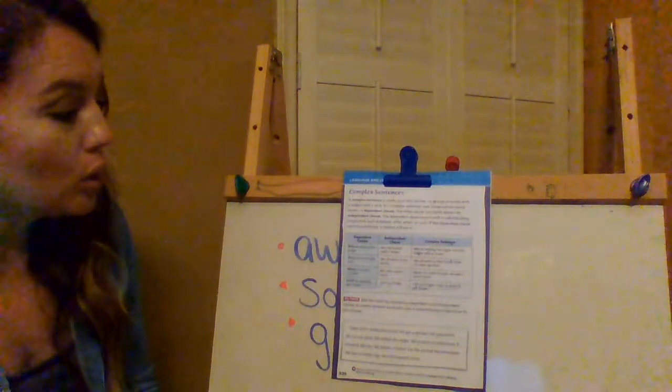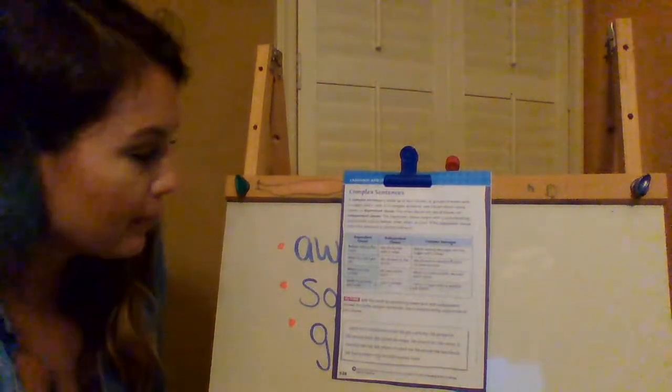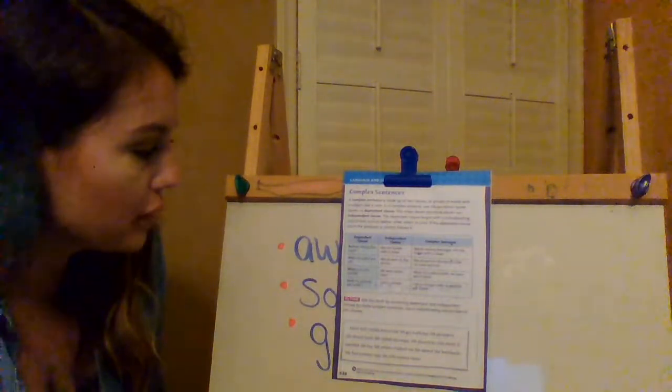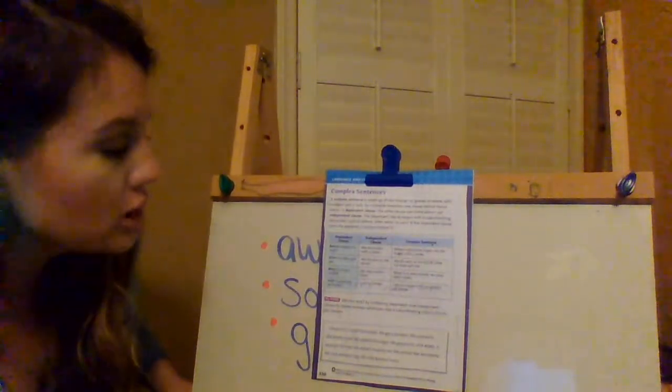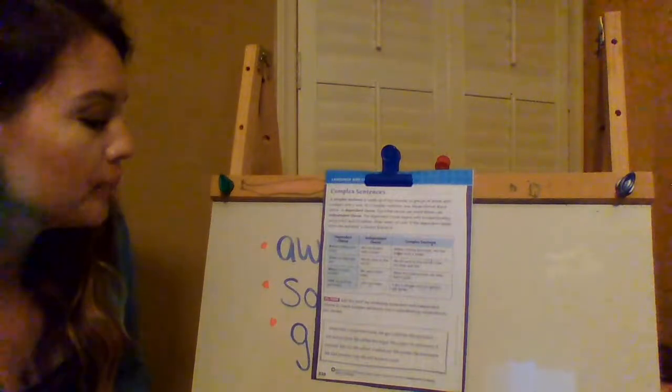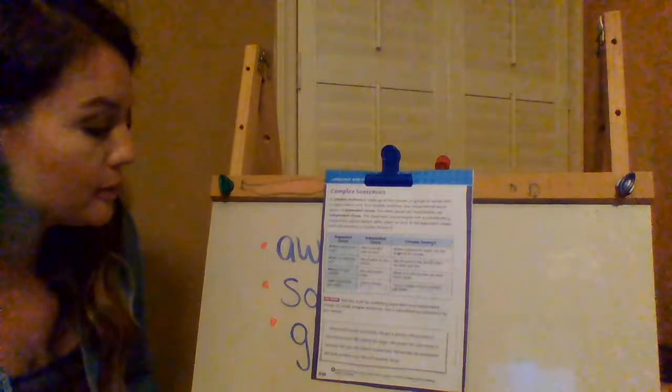Okay? So what you're going to do, it says my turn. Edit this draft by combining dependent and independent clauses to create complex sentences. Use a subordinating conjunction to join clauses. For example, I'm going to do the first one with you, and then you're going to do the rest.